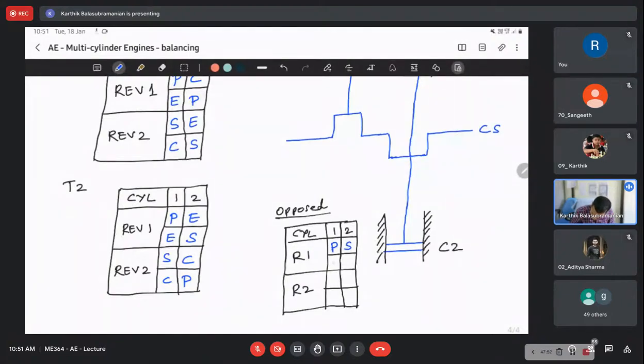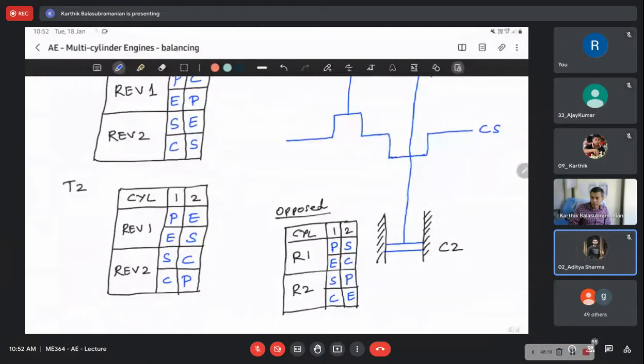After power, what will I get? The same. Exhaust, suction, compression, correct? That sequence will be the same. So after suction, what will be there? Compression. After compression, power. And then exhaust. So now you see the power strokes are more uniformly placed.